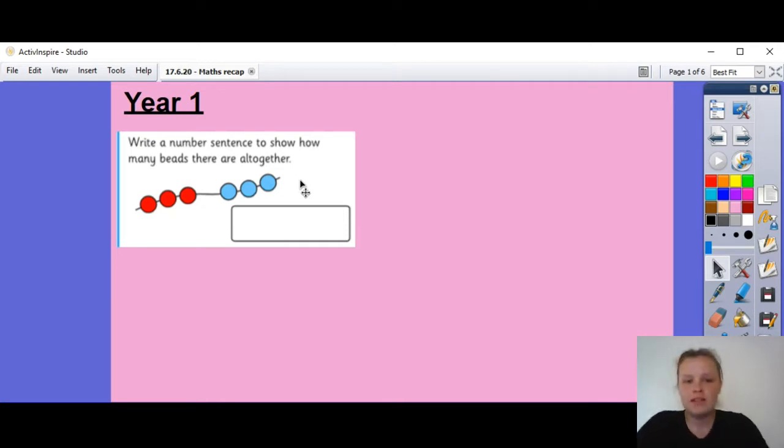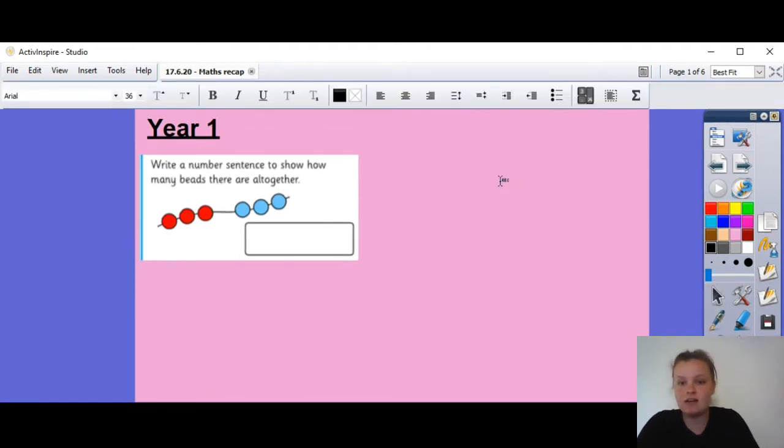So, let's read the question together. It says, write a number sentence to show how many beads there are altogether. A number sentence is like an addition sentence or a takeaway sentence. It's telling us what's going on. So I'm just going to write a number sentence here.